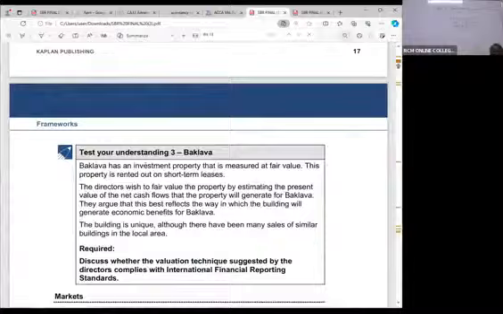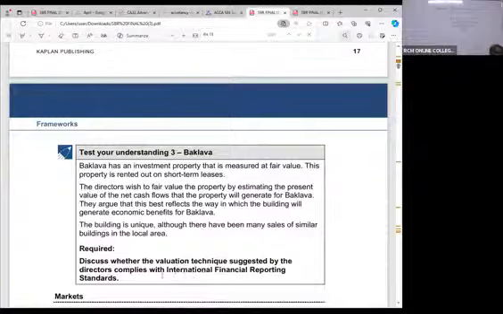AAA has an investment property that is measured at fair value. This property is rented out on short-term leases. The directors wish to fair value the property by estimating the present value of the net cash flows that the property will generate for AAA. They argue that this best reflects the way in which the building will generate economic benefits. The building is very unique, although there have been many sales of similar buildings in the local area. Discuss whether the valuation technique suggested by the directors complies with international financial reporting.